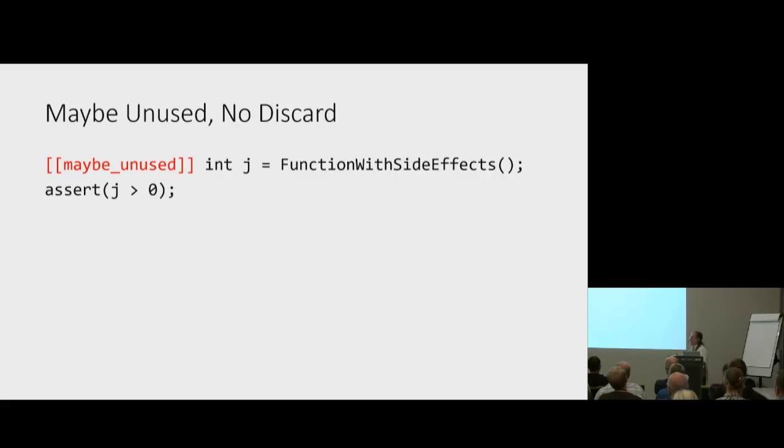Now you could argue, well, why don't you just assert a function with side effects? But you know why, right? Because you want the side effects in release or in debug. So, I mean, you can do dumb things like after the assert, I'll just arbitrarily set j to another number, or I'll increment j or something just to shut the compiler up. That's not smart. So maybe unused says, trust me, I have my reasons for putting this variable in. Do not warn me if I then do not go on to use the variable. The opposite of that is no discard.